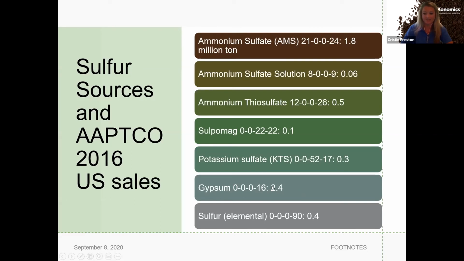Gypsum is not necessarily a fertilizer source in the US, but more of a soil amendment. But at the same time, it does supply sulfur as a sulfate form. And then elemental sulfur. Not that much is being used because a lot of times it does have issues with breaking down and becoming plant available. But its main use is for acidifying soils that have too high a pH.